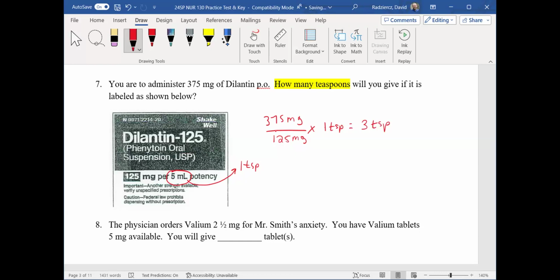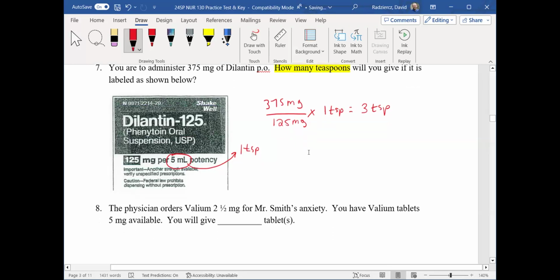What if you got an answer of 3.5 teaspoons? Can you give somebody a half a teaspoon? Yes. The next time you are in your kitchen, look in the drawer where you keep your measuring spoons, and I bet you have a half teaspoon and a quarter teaspoon. You may even have a half tablespoon measurement, because why not have all those different things?